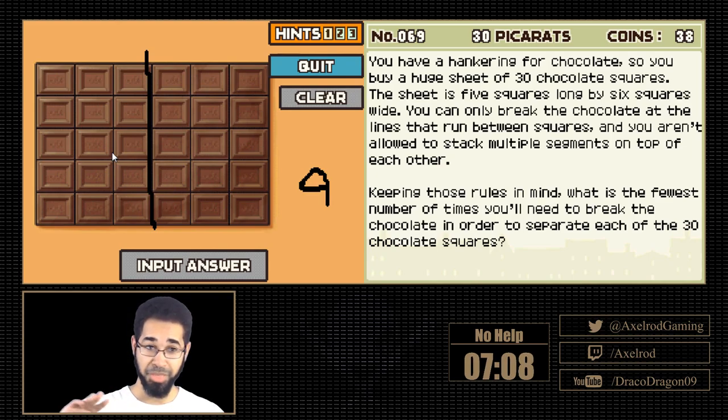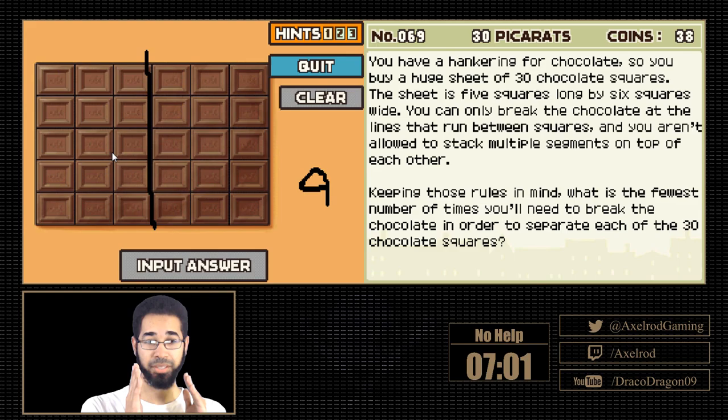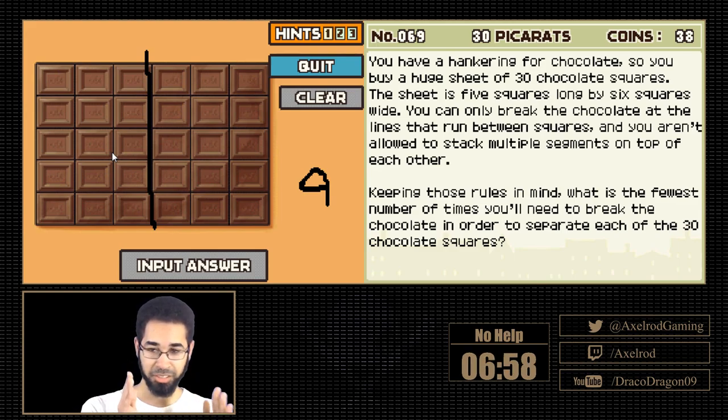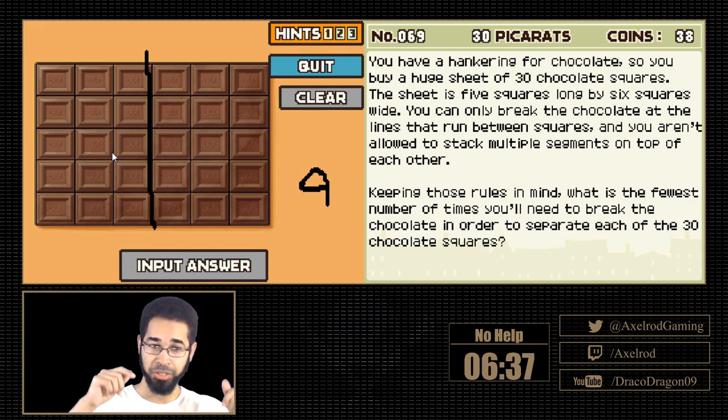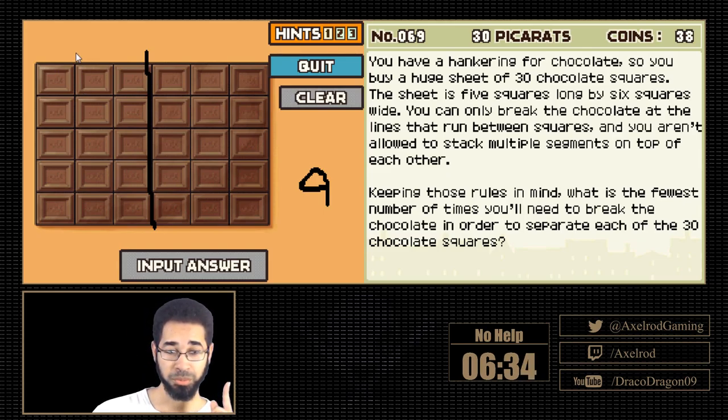All right, then how do we get it so that we break all 6 of those lines in the fewest amount of breaks? We could line them up. So then we could go, we line it up lengthwise. Which means we would be looking at this side.